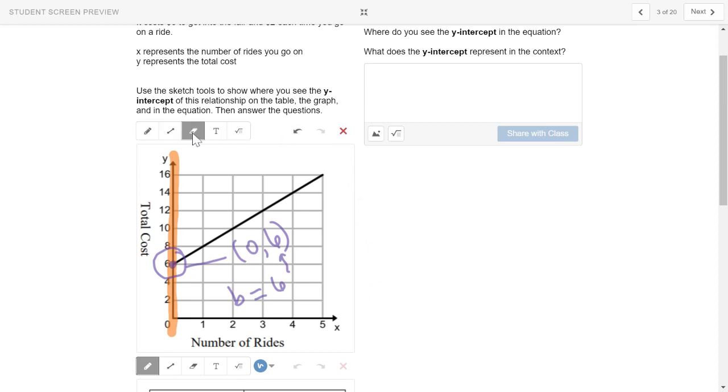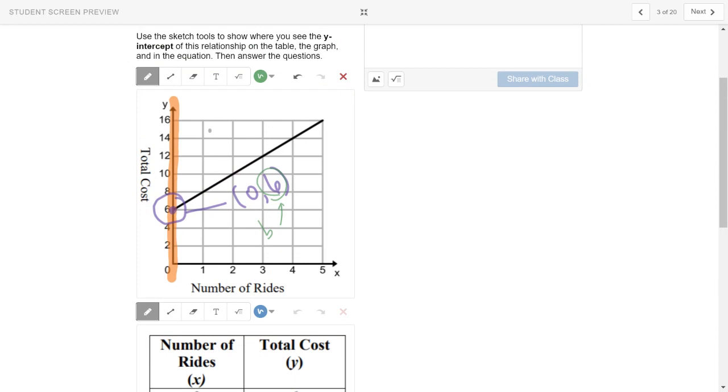That seems confusing to me. Let's change it to green. Let's change it to skinny. The b value is going to be 6. All right.